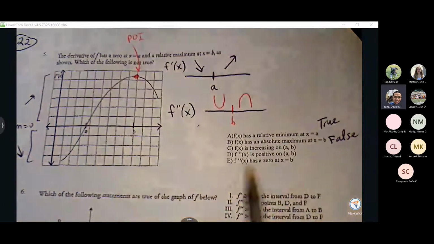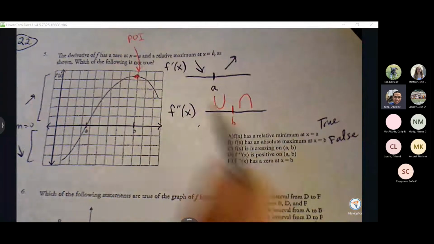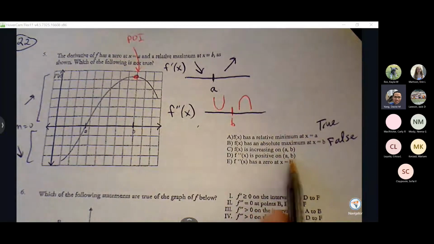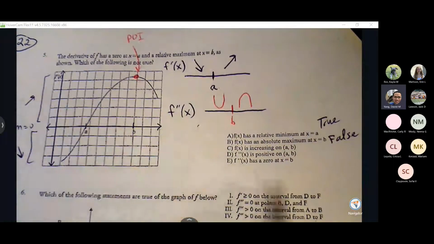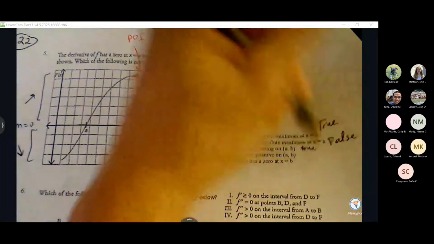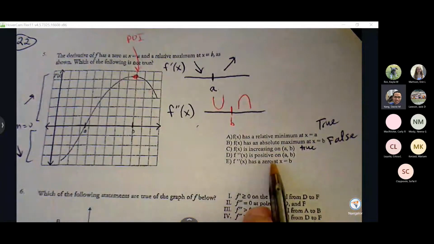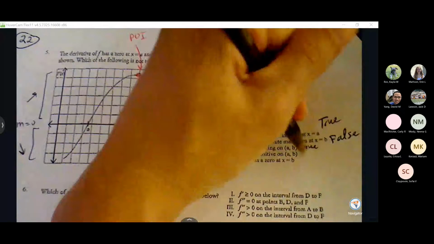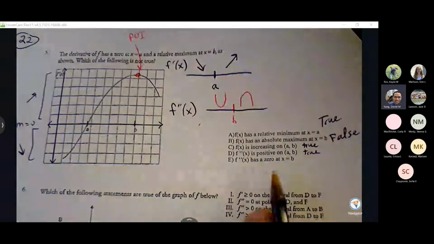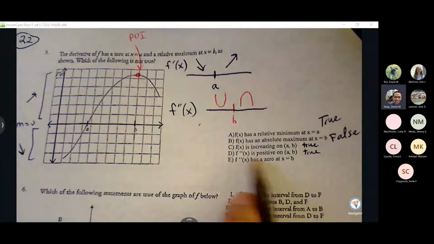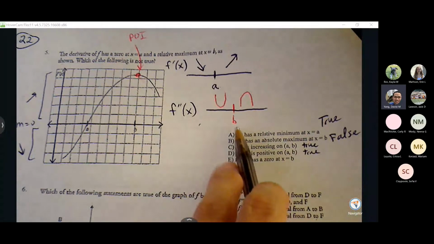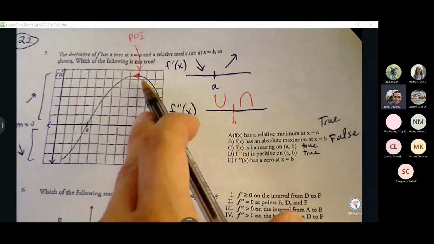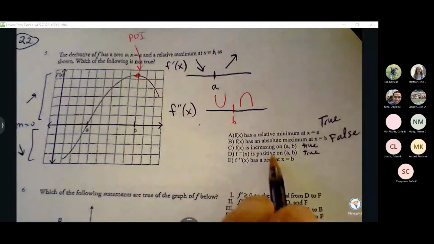Okay, let's just go through the others to make sure here. Increasing from A to B, that's true. It's increasing any time to the right of A, because it's all above the x-axis. F double prime is positive from A to B. That's true, concave up. F double prime is equal to 0. That's a condition for point of inflection. And we know that the concavity is 0 because 0 slope, right? F double prime is equal to 0 at B, true.